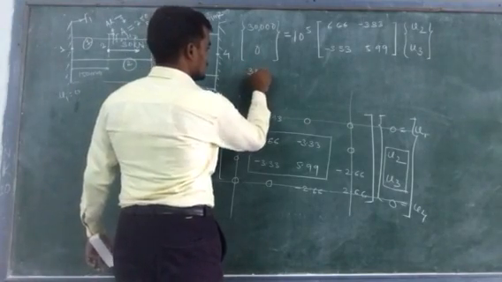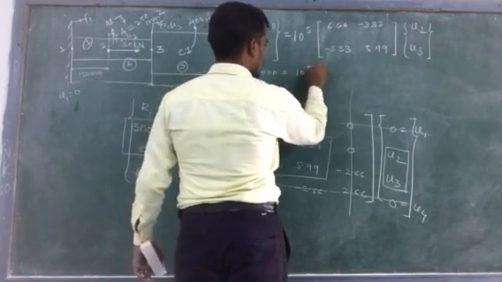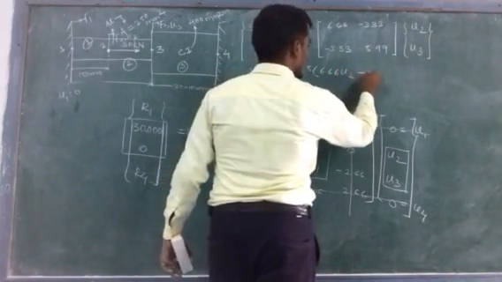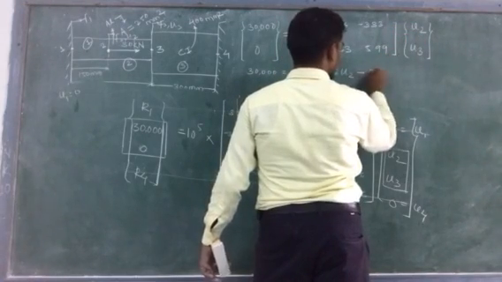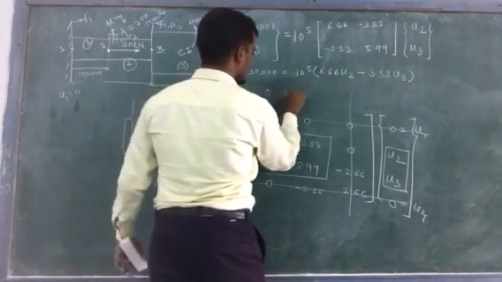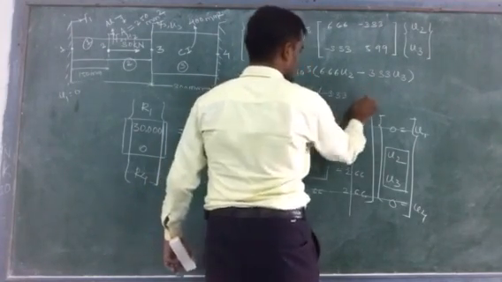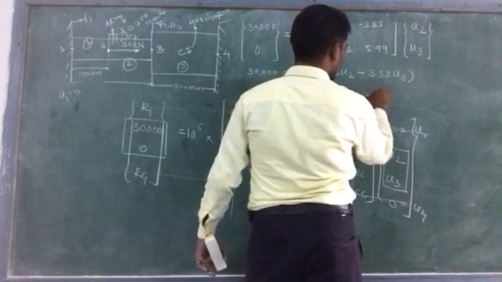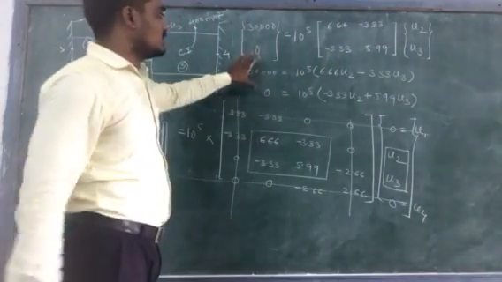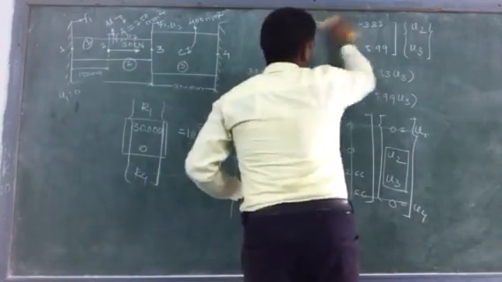It means 30,000 is equal to 10 raised to power 5 in bracket 6.66 into U2 minus 3.33 into U3. This is your first equation. And the second equation is 0 into 10 raised to power 5, minus 3.33 into U2 plus 5.99 into U3. These are your two equations. Now by using these two equations, you will get U2 and U3.